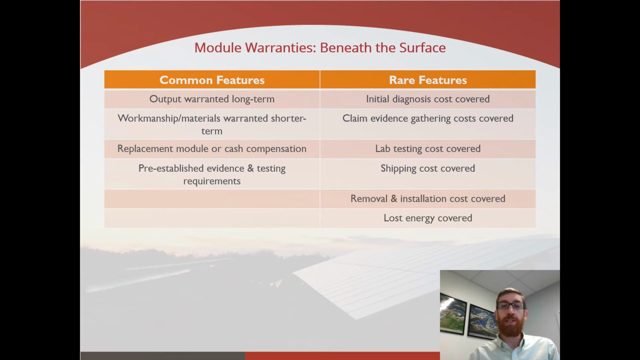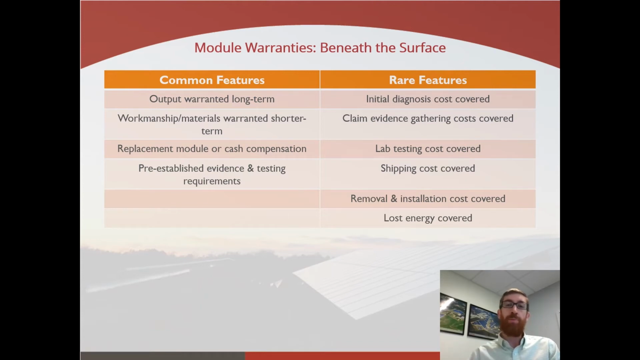Sometimes the cost burden will fall on whoever, quote unquote, loses the claim. But there again, shipping costs typically are not automatically covered, and that's for lab testing or returning some samples to the manufacturer. Again, there can be cost shares, and often this point is negotiated. Similarly, the labor costs behind removal and reinstallation, in terms of removing the bad modules and installing replacement modules, are not typically covered. And lost energy is not typically covered as a result of the claim.